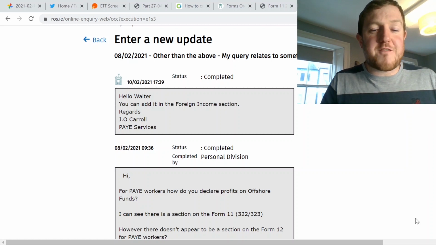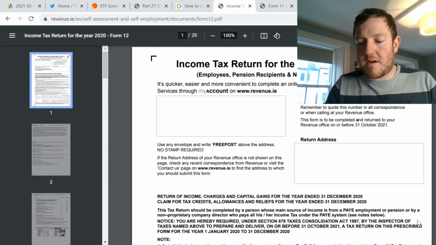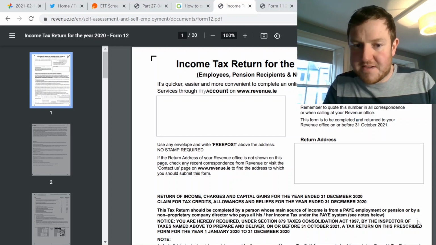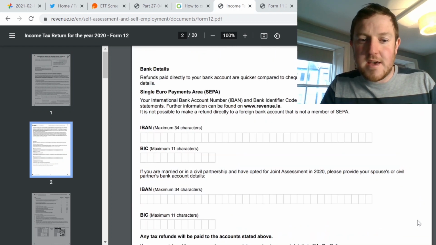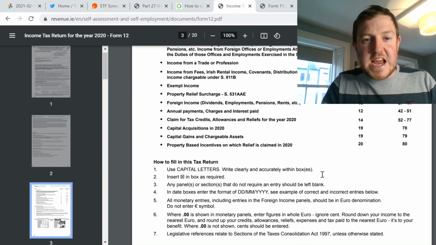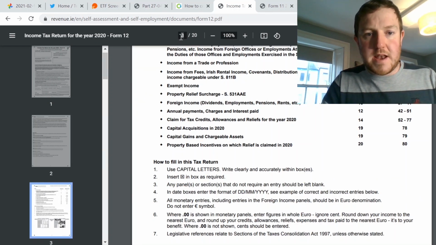Now I'll just show you this foreign income section on the Form 12. So here's the Form 12 income tax return. It's a little bit lighter than the Form 11. As you can see, it's only 20 pages long, which is still pretty long though. And the foreign income section there is on page 10. So I'm going to go to page 10 now and have a look at this.